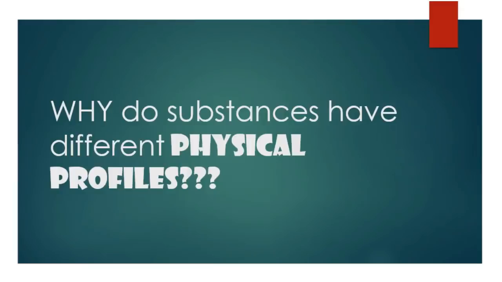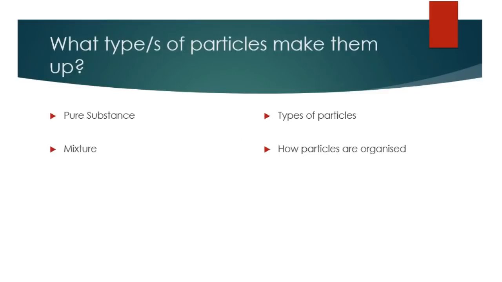So why do substances have different physical profiles? How come we can use this to uniquely identify them? Well, it all comes down to the fact that each substance is made up of different things. They have different types of particles making them up, and they are organized in different ways with those particles, and all of that affects how they behave.